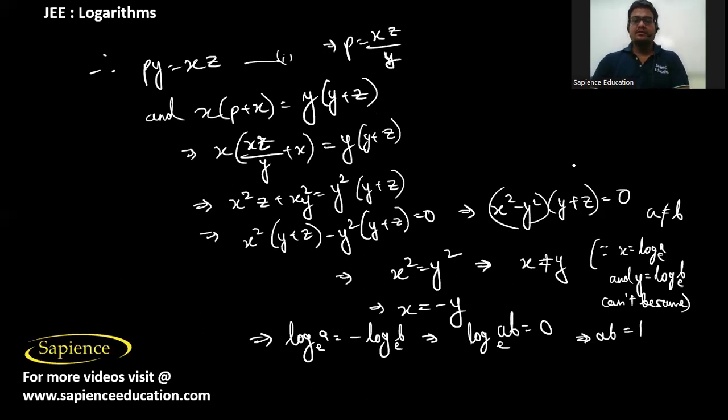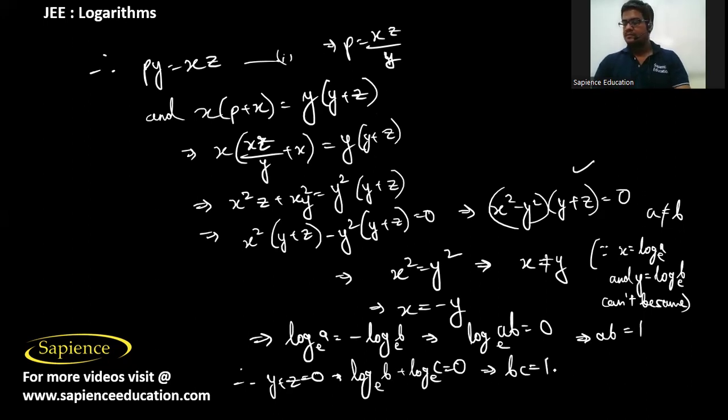Okay, and from here also you can say y plus z will be equal to 0. So it means that log b base e plus log c base e is equal to 0. So it means that bc will be equal to 1. bc also equal to 1, ab also equal to 1.